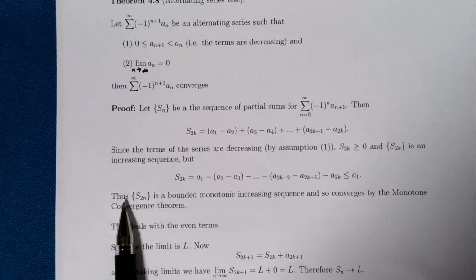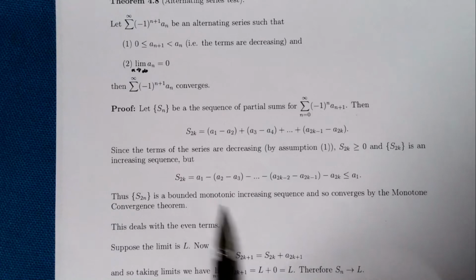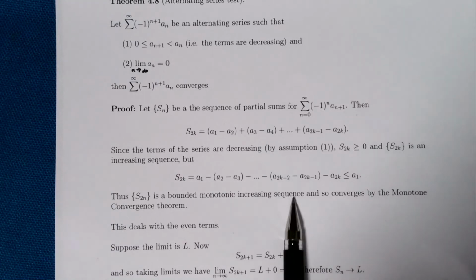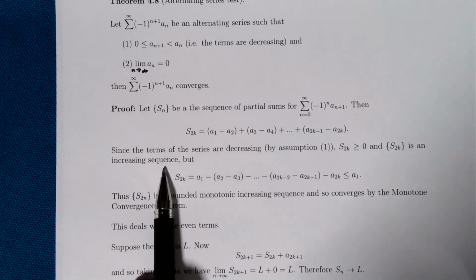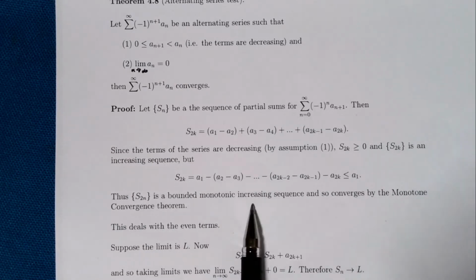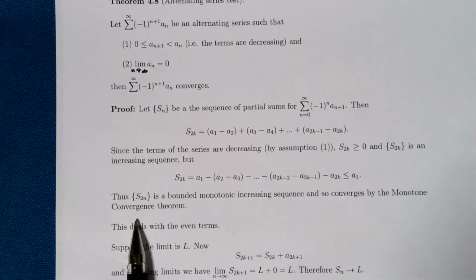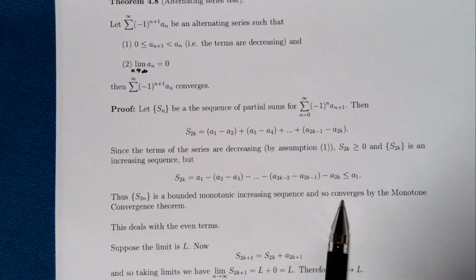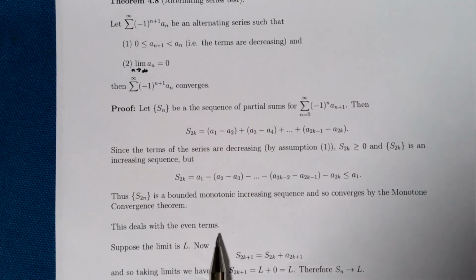That means that this is a monotonic increasing sequence, because we set up here that S sub k is an increasing sequence. So it's a bounded monotonic increasing sequence. So again, by the monotone convergence theorem, we've used that so many times, this converges. Now this deals with what happens for the even terms.